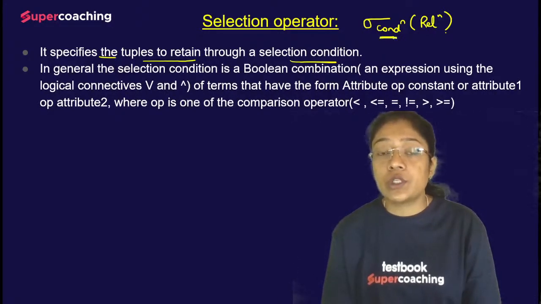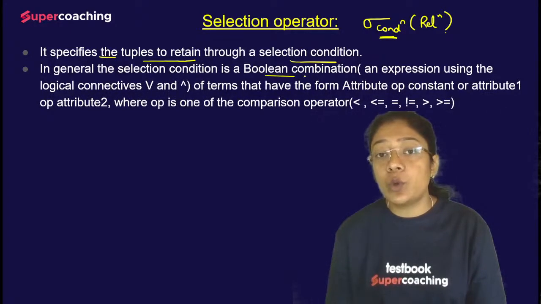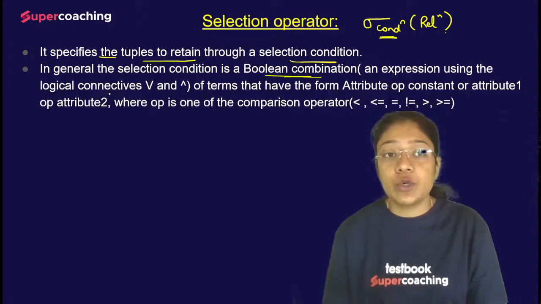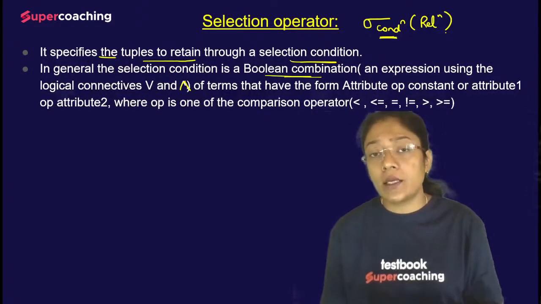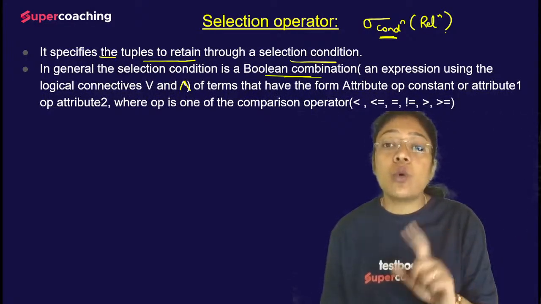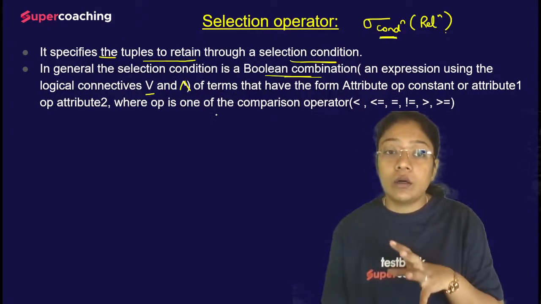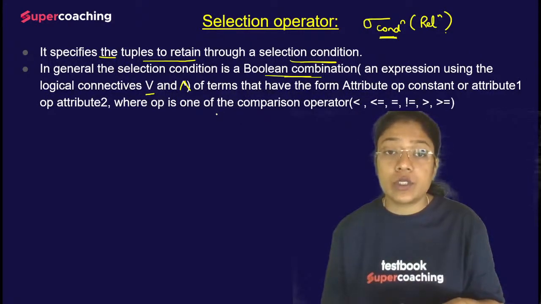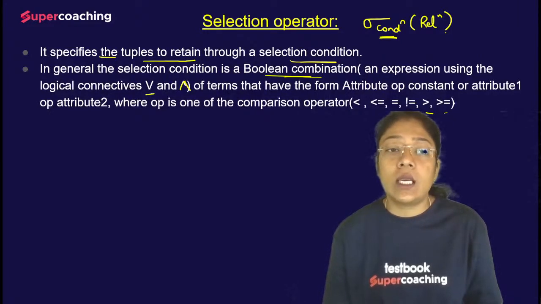This is the point where we are going to mention the condition. In general, the selection condition is a Boolean combination, an expression using the logical connectives or and and. If you want to provide more than one condition, then obviously we need to use logical connectives. If either the first condition or the second should be true, we use the OR operator. If we are providing two conditions and both should be true, then we use the AND operator. For comparison, we can use operators like less than, equal to, not equal to, greater than.